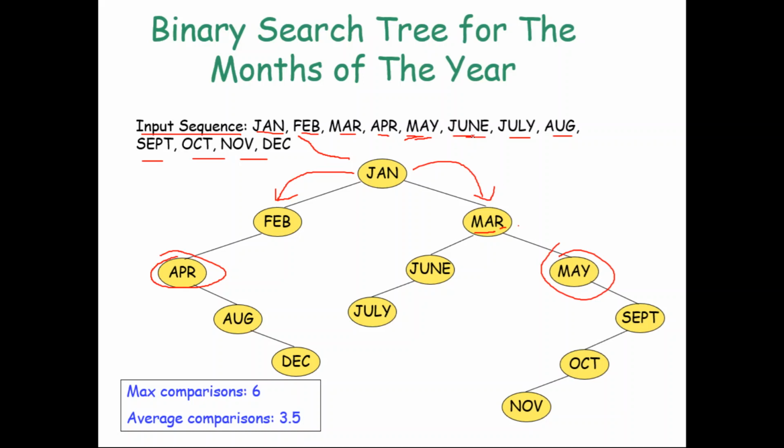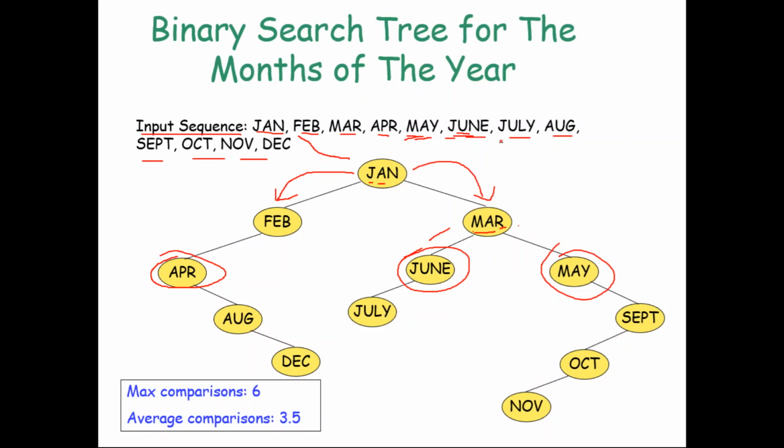Next June. So what is June? It starts with J, and this is also J, so go to the next character, U. Here it is A. So June is greater than Jan, so it comes here. But J is less than M, so go left. So it is added as the left child of March.